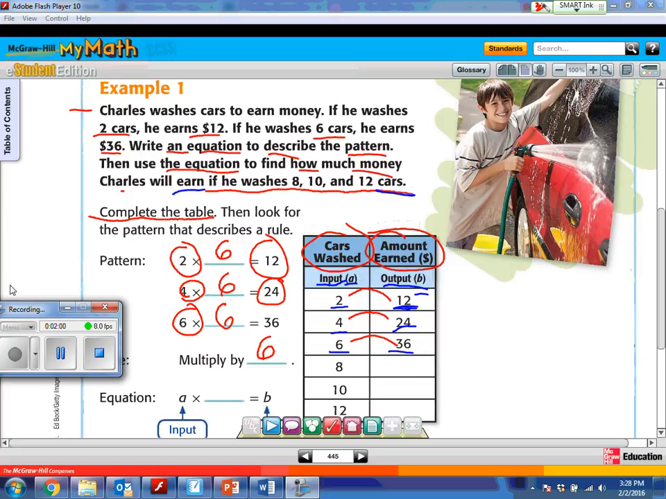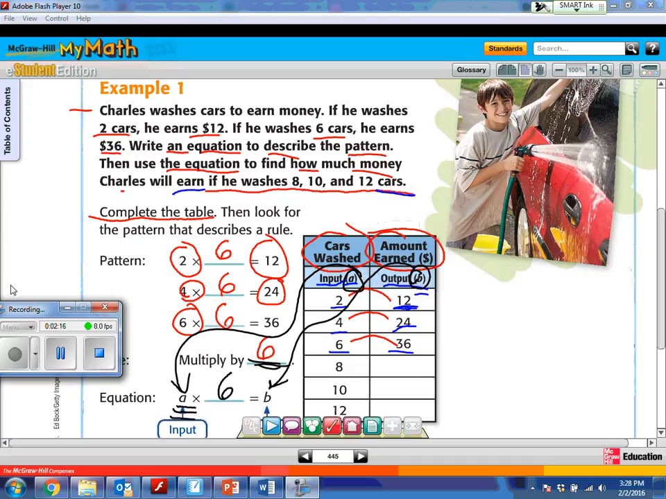So now let's go look at this equation again. This equation, what we do is we look at the input box, which is A. Here's A, input box. A times the number 6 equals our output box, which is B.